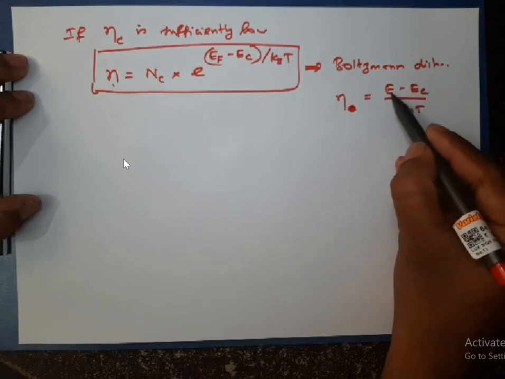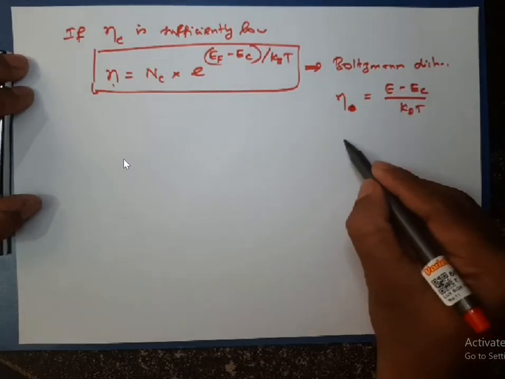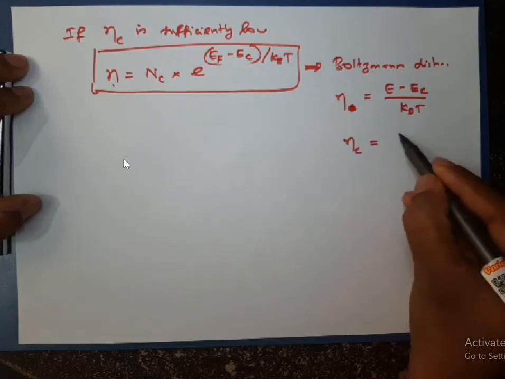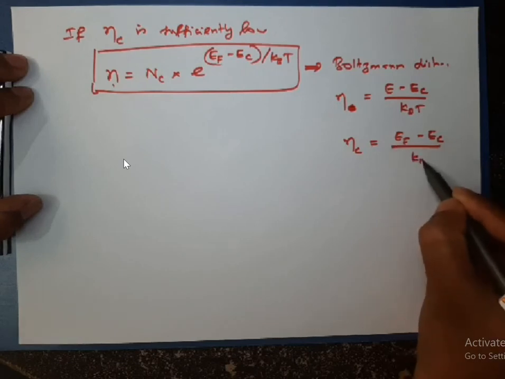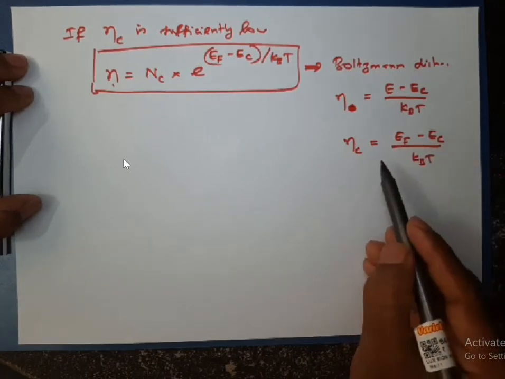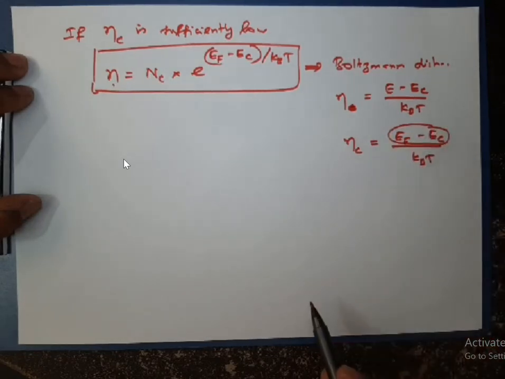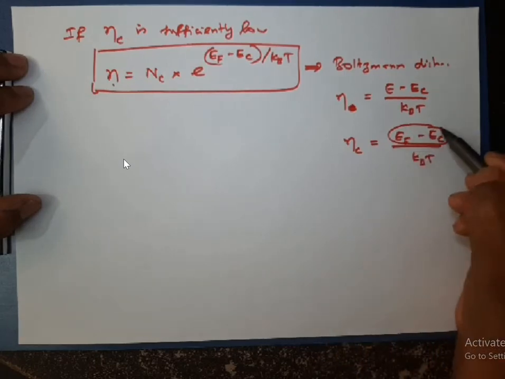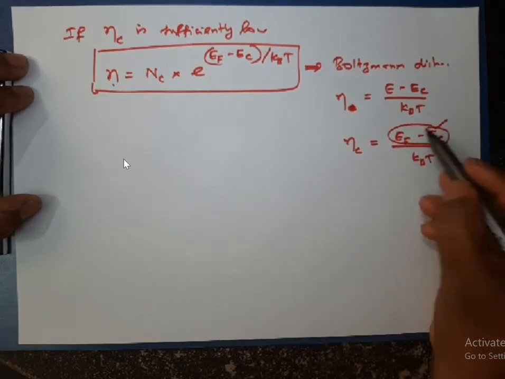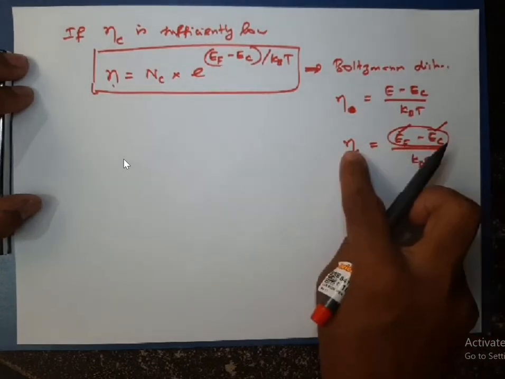What is eta c? Let me write here. Eta c is equal to EF, the Fermi energy, minus EC by kBT. If this gap is very large, what I'm trying to say is, if EC is very high compared to EF, then this value will be negative.